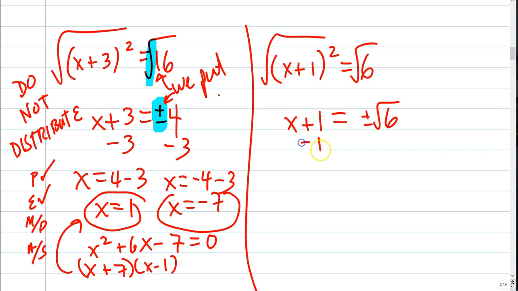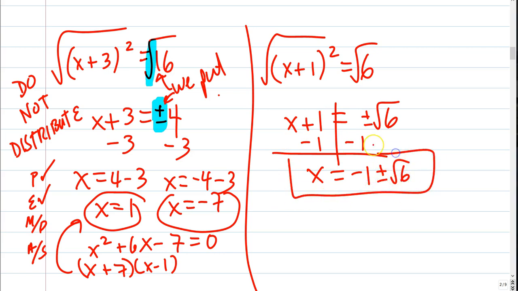And last, we get x is equal to negative 1 plus or minus the square root of 6. Once again, your homework would have you list that as two solutions, negative 1 plus root 6 and negative 1 minus root 6. So that would be your set of solutions.